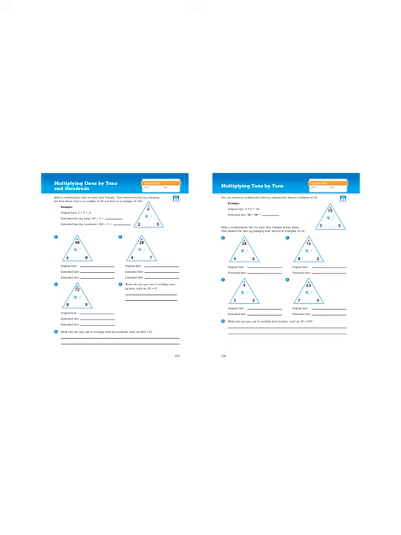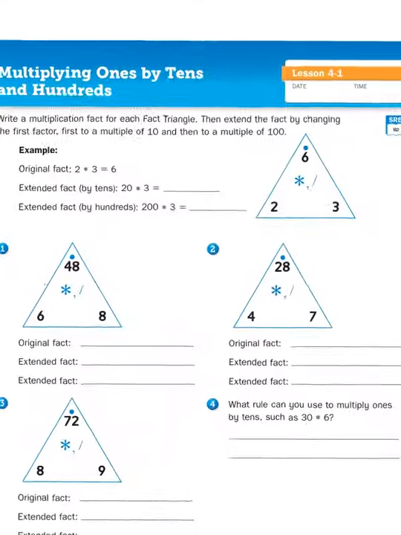We are starting the fourth unit of study in our Everyday Math series, dealing with larger multiplication. Today, we are in our math journals on pages 105 and 106, Unit 4, Lesson 1. On page 105, it's entitled Multiplying Ones by Tens and Hundreds. So let's jump right into it.